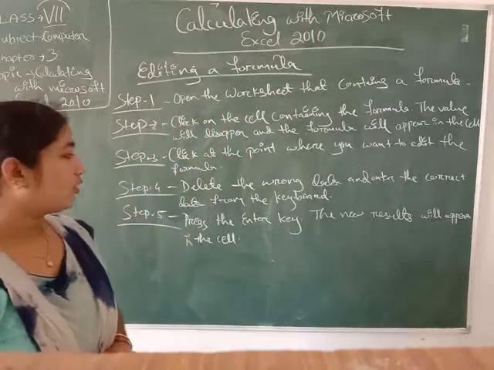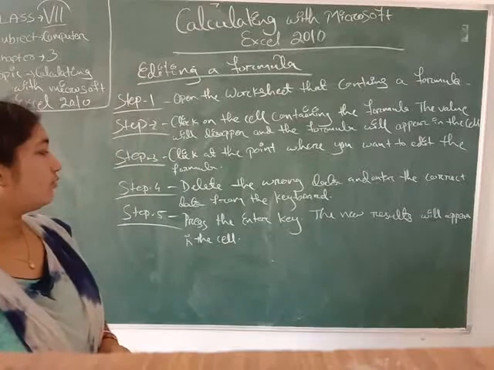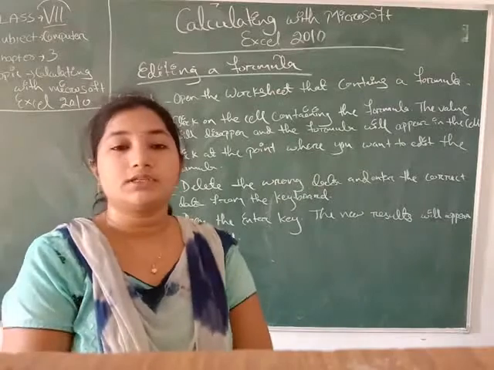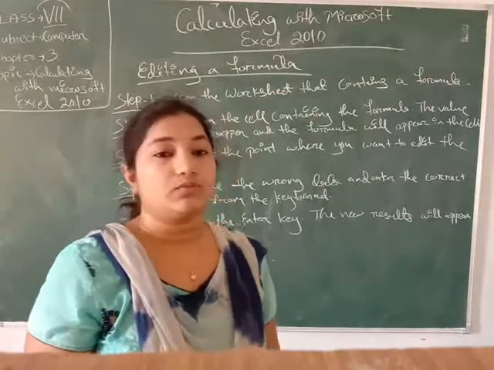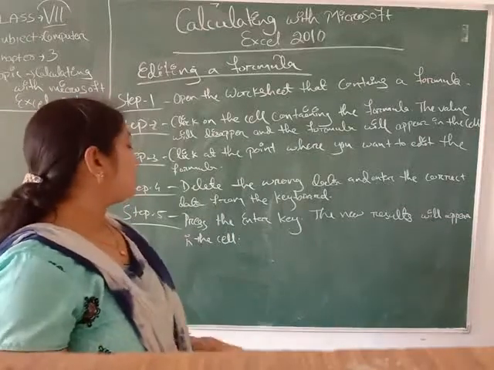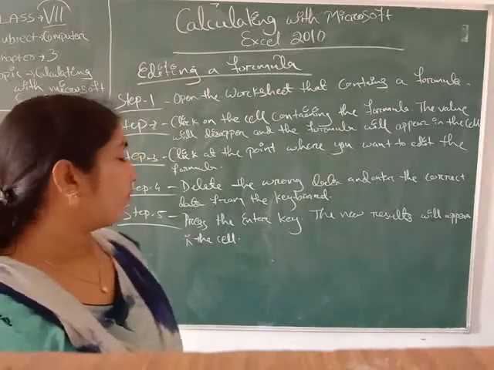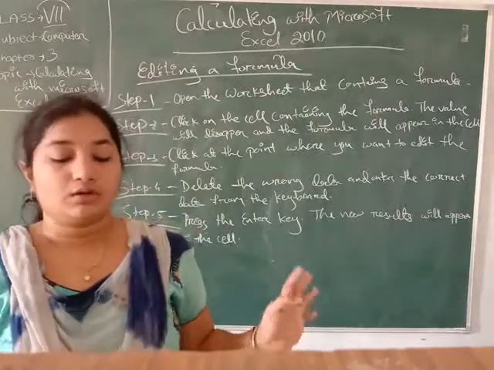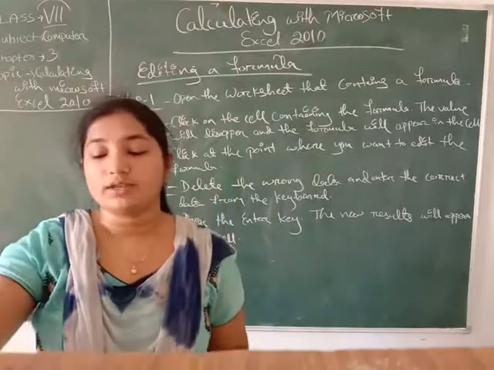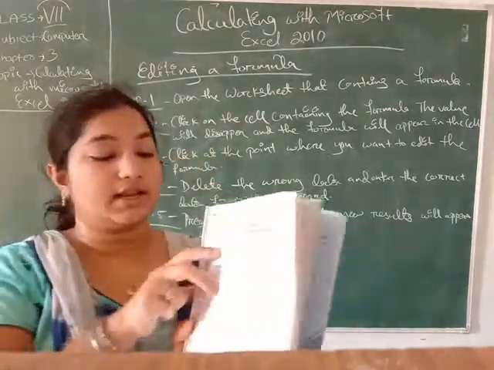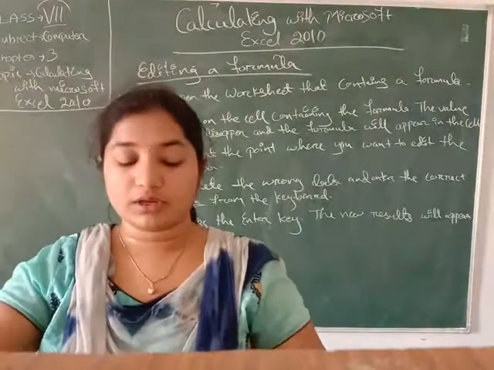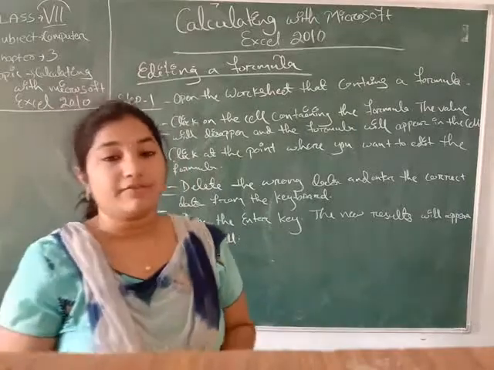After that, delete the wrong data and enter the correct data from the keyboard. With the help of the keyboard we delete the previous wrong formula and give the new, correct formula. After that press the enter key, and the new result will appear in the cell like this. So students, after this we will now learn how to copy a formula.